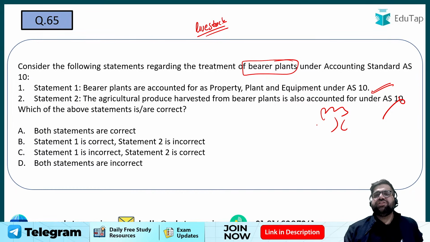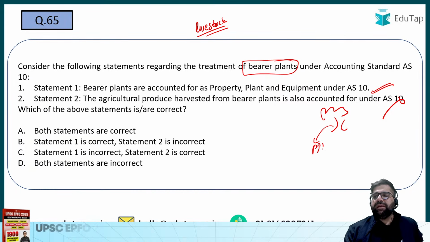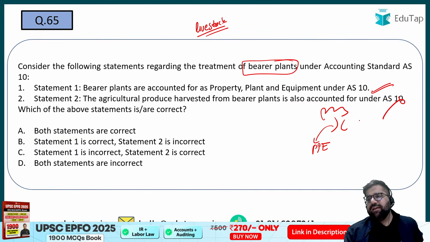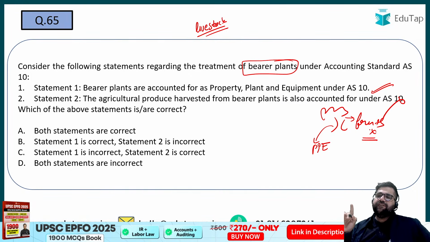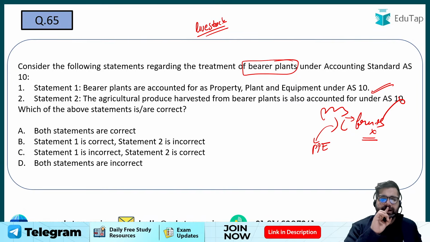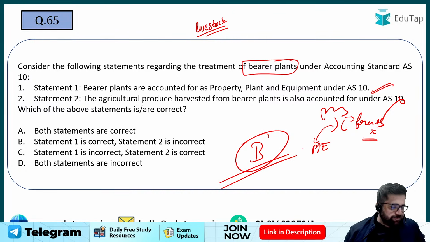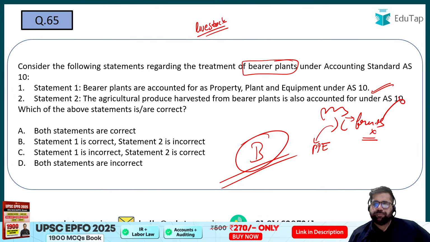So if I have this tree, this will be counted as PPE. There are certain conditions. But the fruits which this particular tree is giving are not counted under PPE. So therefore my first statement is correct, second is incorrect. Therefore my answer to this question will again become option number B. 65A, no, 65 will be B.